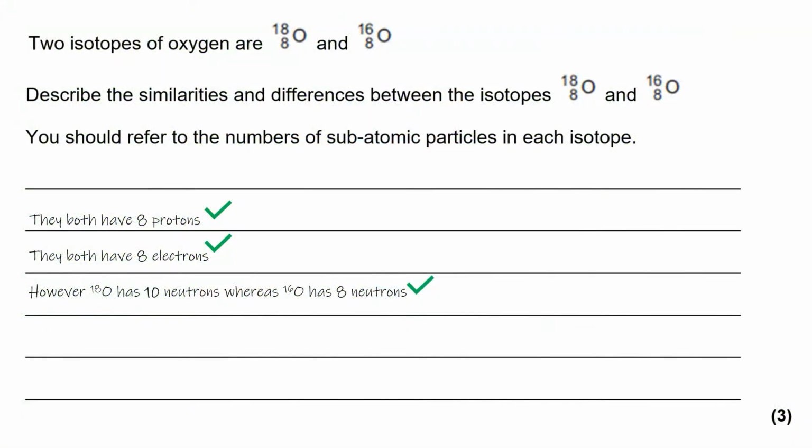So let's write a good answer to the question. We need to mention the fact that they both have 8 protons and they both have 8 electrons. However, oxygen 18 has 2 more neutrons. It's got 10 neutrons rather than 8.